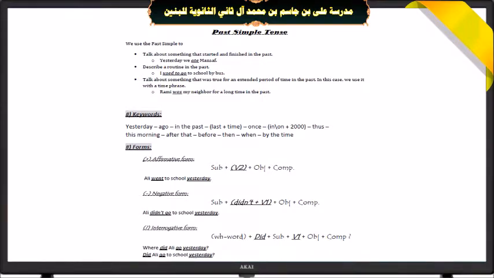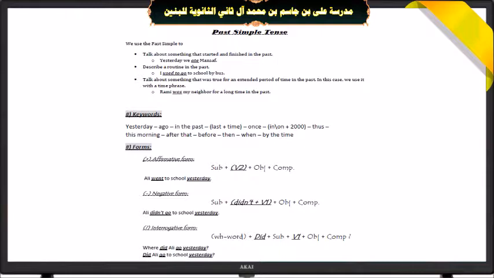Number one, why do we use the past simple tense? There are three uses for the past simple as follows. We use the past simple to talk about something that started and finished in the past. For example, yesterday we ate mansaf.